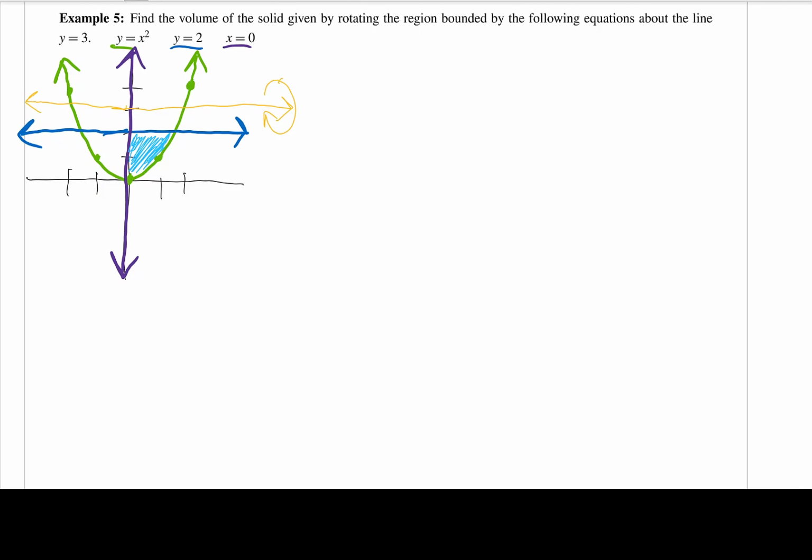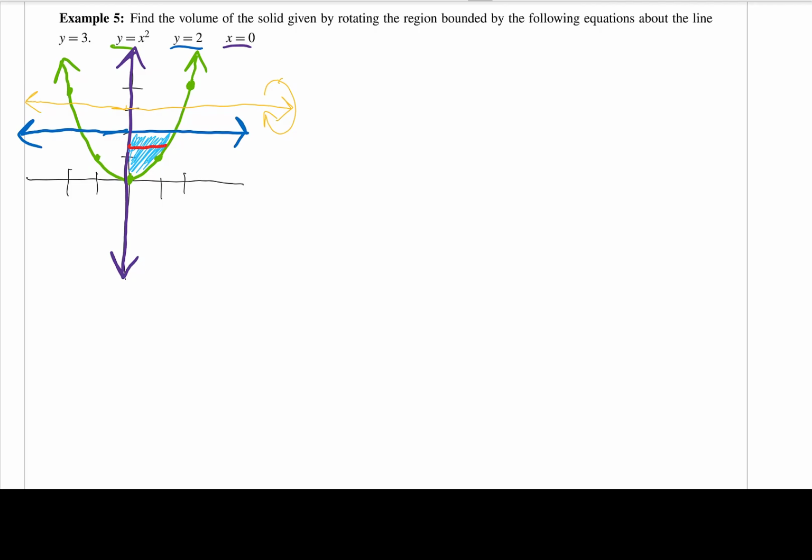So this is our region. And we're going to rotate about this line. Okay. So in this case, we're still taking slices parallel to our axis of rotation. So our slice looks something like this. That's not even straight. Okay. Looks something like this. Much better.